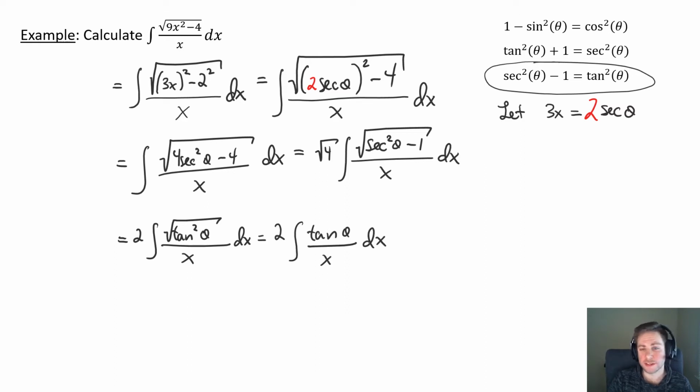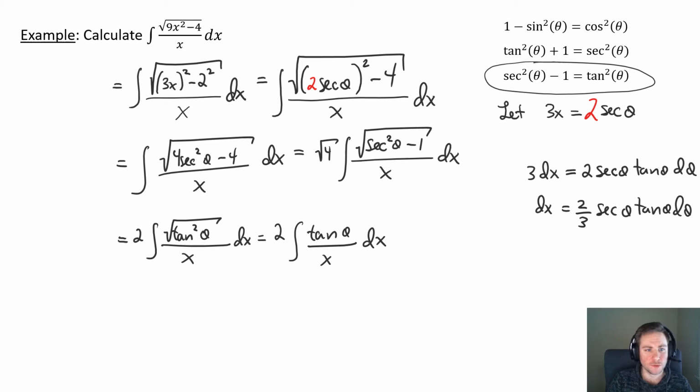So this is working pretty nicely, but we still have x's left over, which need to be expressed in terms of theta. So to start with, let's find dx by taking the derivative on both sides of our substitution. On the left side, the derivative of 3x is just 3, so we get 3 dx on that side. And on the right side, the derivative of 2 sec theta is 2 sec theta tan theta. After dividing by 3 on both sides, we can now see what dx is equal to. And now going back to our integral, we can substitute that expression in for dx.